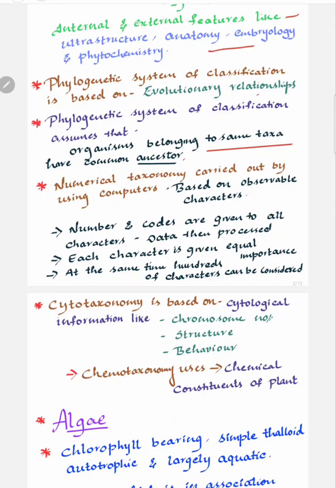Next is numerical taxonomy, which is carried out by using computers and is based on observable characters. Here, numbers and codes are given to all the characters. The data is then processed. Each character is given equal importance here. And at the same time, hundreds of characters can be considered. So this is about numerical taxonomy.